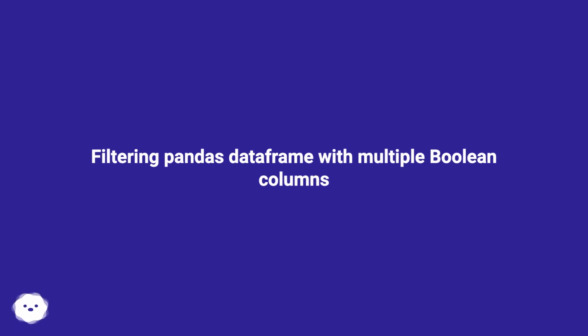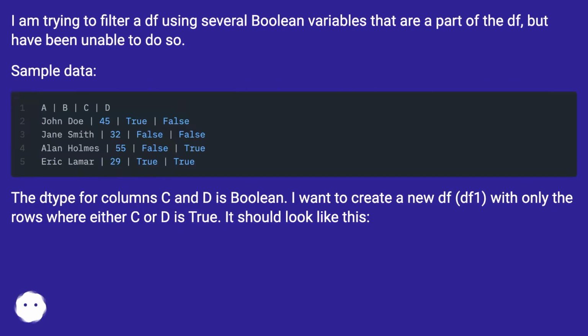Filtering Pandas DataFrame with multiple Boolean columns. I am trying to filter a df using several Boolean variables that are a part of the df, but have been unable to do so. Sample data.